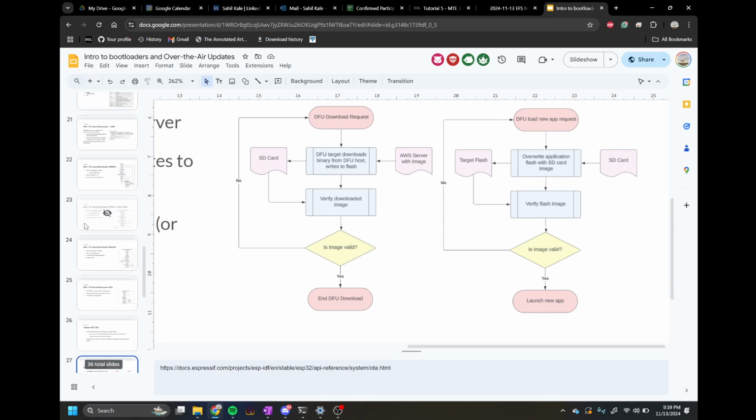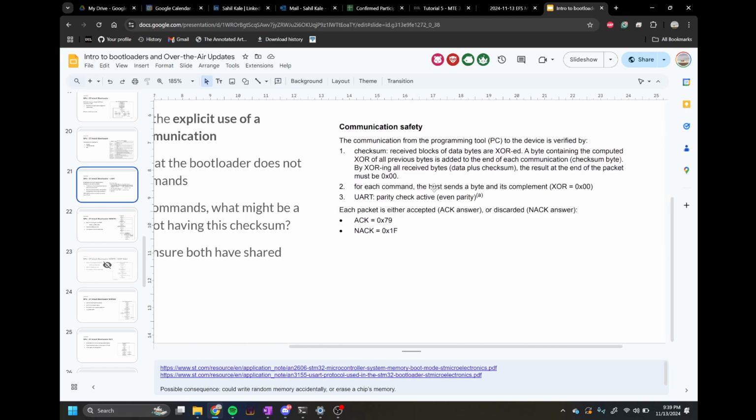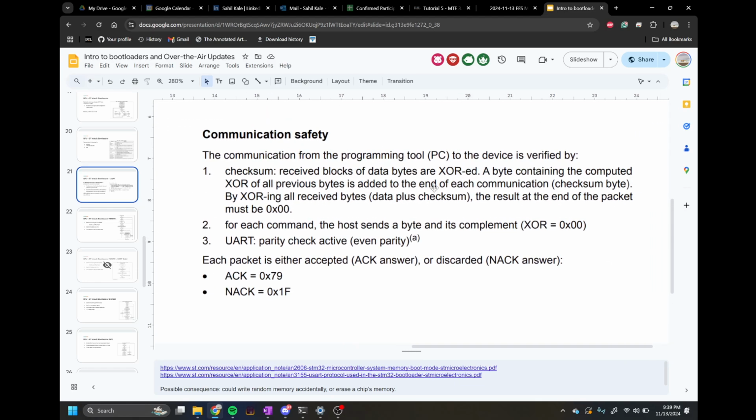Cool. One other thing I did want to discuss, because it is pretty essential, is communication safety. And it's not safety in the sense that you're trying to keep you safe or keep the microcontroller safe. You'll notice that the ST tool basically calls for a checksum. If it receives a block of data, it wants you to XOR it, and a byte containing the computed XOR of all previous bytes is added at the end of communication as a checksum byte. It claims that by XORing all received bytes, data plus checksum, the result at the end of the packet must be 0x00.